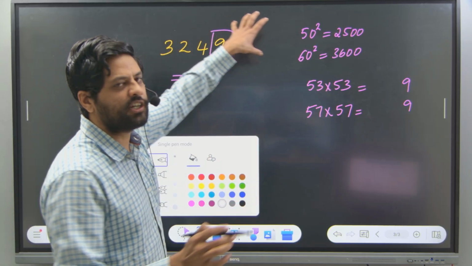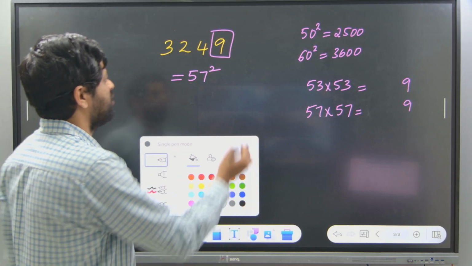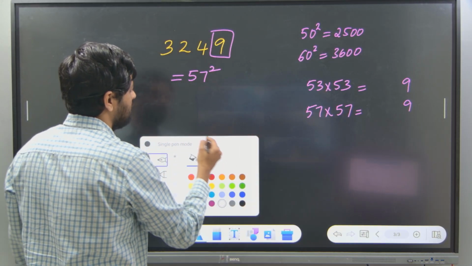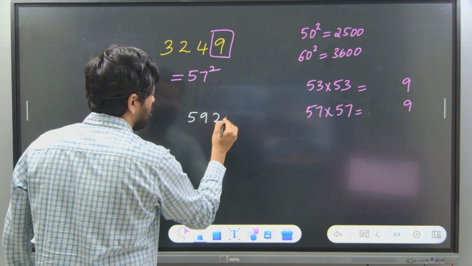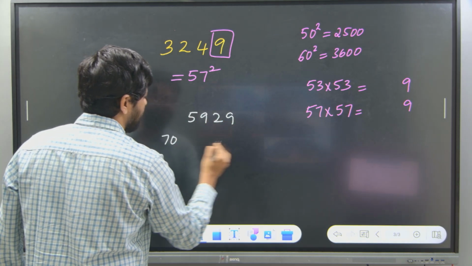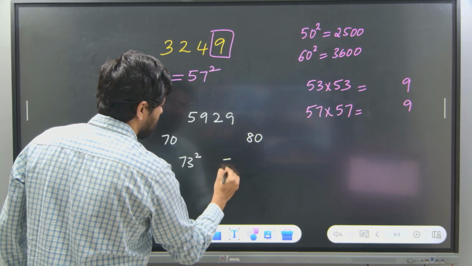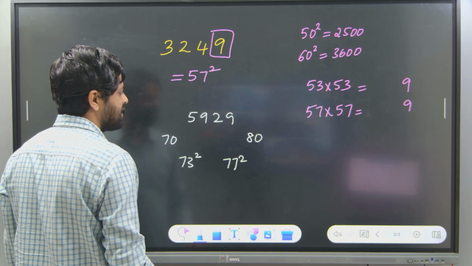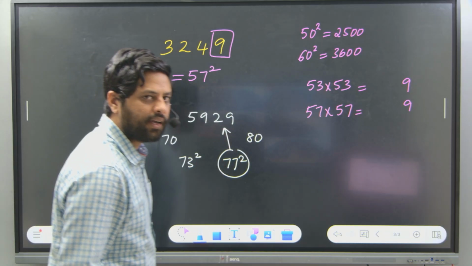Give me the 4-digit number and then I'll tell you the perfect square. 5929 lies between 70 square and 80 square. It should be either 73 square or 77 square. The answer will be 77 square. Do you agree?